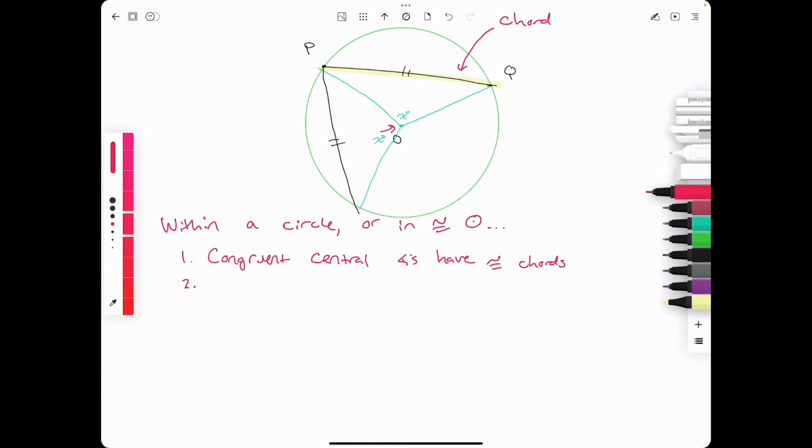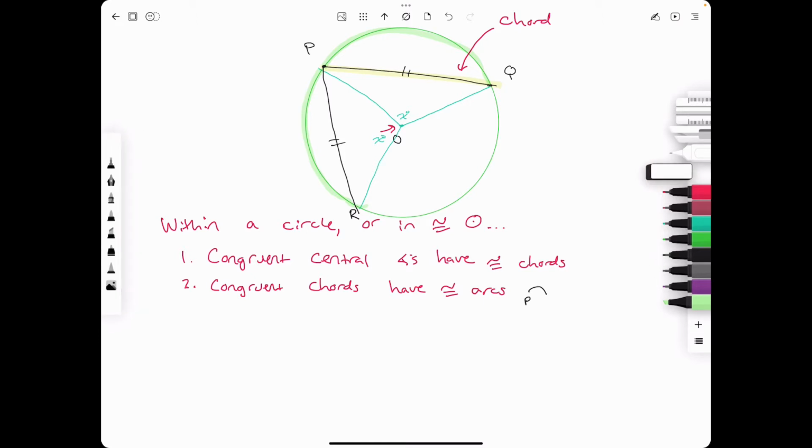Part 2. Congruent chords have congruent arcs. What is an arc? It's that part. Annalise is pointing to this part. So this is an arc. So congruent chords, the black lines, are congruent. Therefore, these are also congruent. So if I label PQ, and we'll say R is down here, you would say arc PQ is congruent to arc PR.